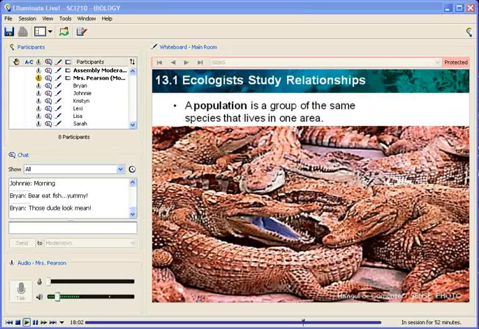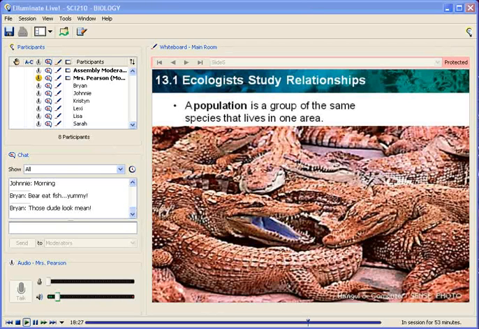Now, Sarah, if you were the ecologist in this area and you were going to look at the population of crocodiles, what kinds of things do you think you might look at? Go ahead and grab the mic. I'm thinking something like how many crocodiles live in the area, maybe how close they live to each other, mating habits. Fantastic. Yeah, that's exactly what you would look at.